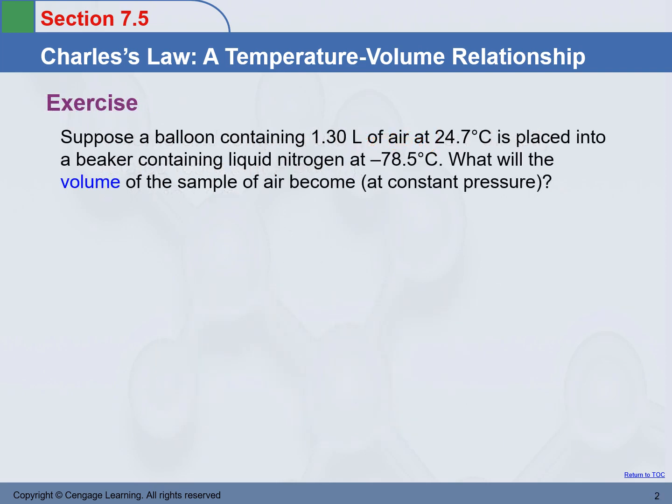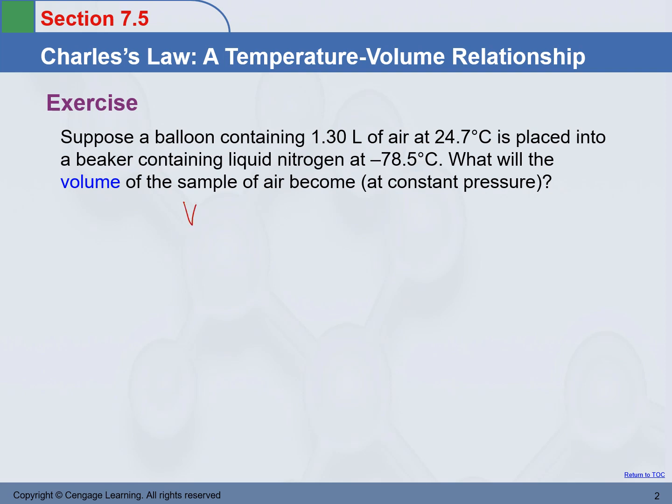Exercise. Suppose a balloon containing 1.30 liter of air at a given temperature is placed into a beaker containing liquid nitrogen. Now the new temperature is lower. What will the volume of the sample be at a constant pressure? All right, if the pressure is not changing, talking about a fixed amount of gas sample, Charles' law.